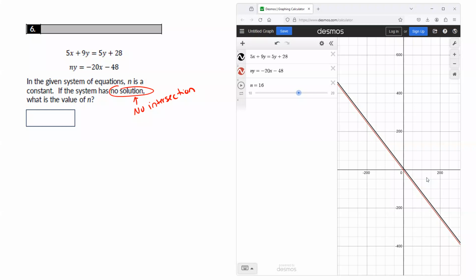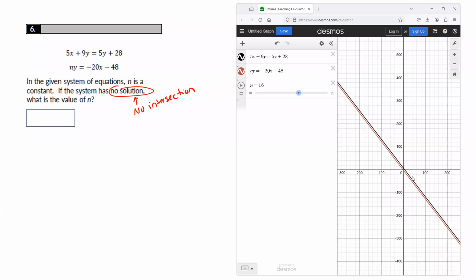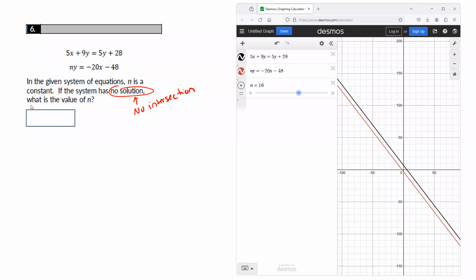It took me a few tries. I had to retype it, but we're there. N is equal to 16. And that's the question here. It doesn't say what is X or Y. It says what is N. And my slider here is telling me that N is equal to 16. This is going to be my answer.